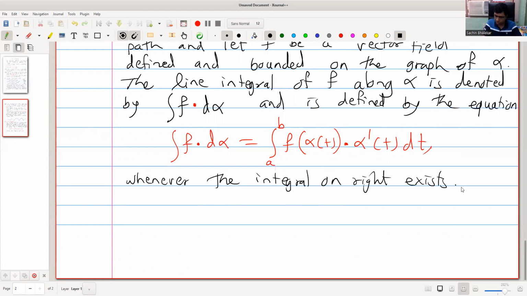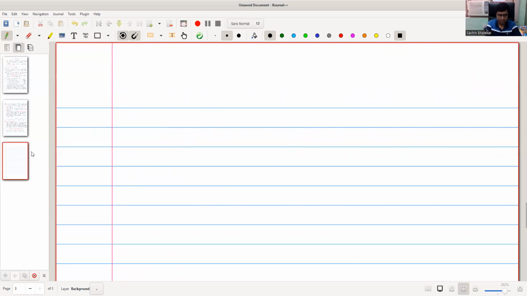Now we see some other notations, some more basic things, and then we solve an example. So, other notations for line integrals.